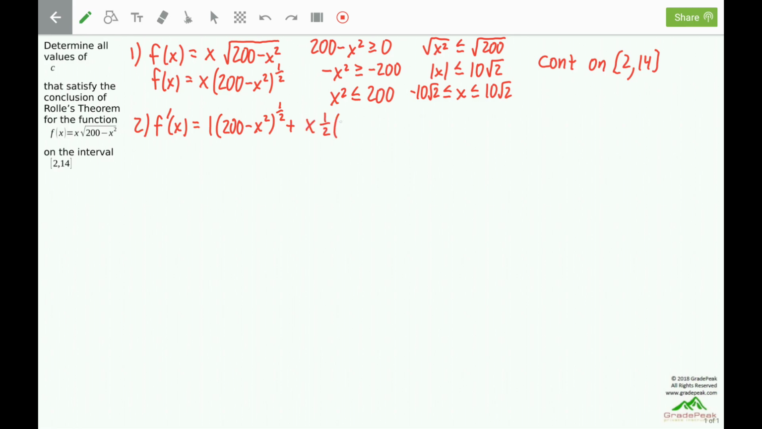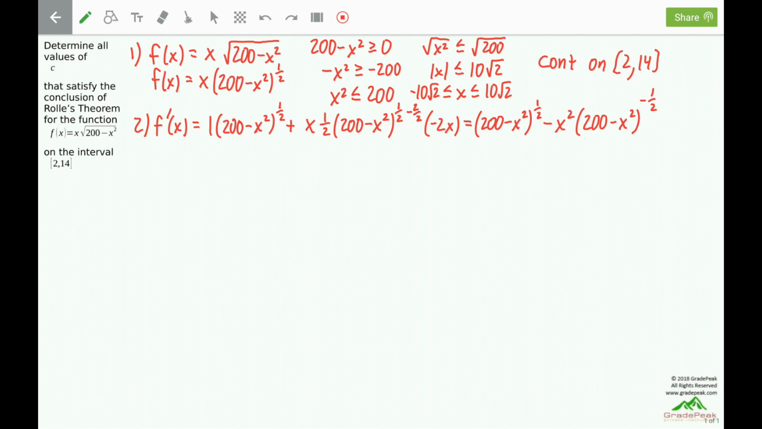Bring the power down, 1/2, leave the inside alone, 200 minus x squared. Subtract 1 from the power, I will call that 2/2, and then multiply by the derivative of the inside to complete the chain rule, minus 2x. The first term, 1 times anything, is the same thing, so we have 200 minus x squared to the 1/2. The second term, we can bring the minus 2x out with the x and the 1/2 and multiply those together. 1/2 times minus 2 is minus 1. Then x times x will be x squared, so we'll have minus x squared, the 1 is implied, times the 200 minus x squared to the 1 minus 2, negative 1/2 power.